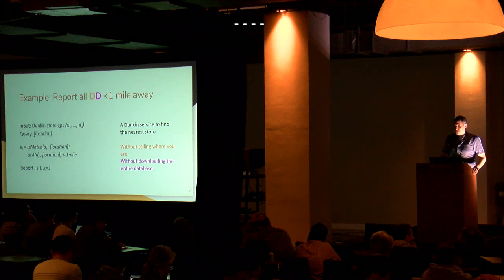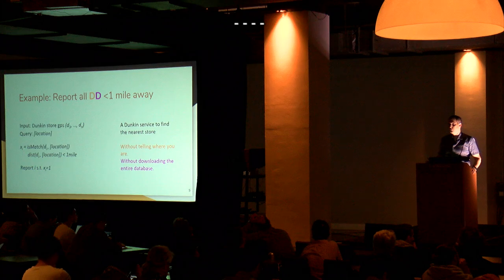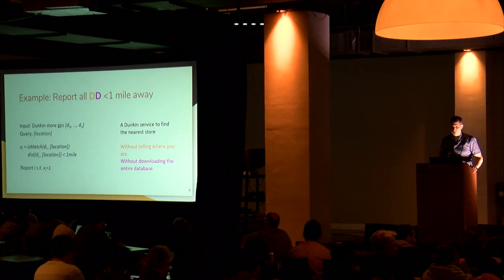The is-match function in this case is going to compute the distance between a GPS coordinate of a Dunkin' Donuts restaurant and our location. And of course, this computation is done homomorphically. The distance is computed homomorphically, and then it is compared to 1 mile, again homomorphically, which gives us a binary value xi, such that xi equals 1 if the ith restaurant is closer than 1 mile to where we are, 0 otherwise. And we are left with the problem of reporting all the i's such that xi equals 1.